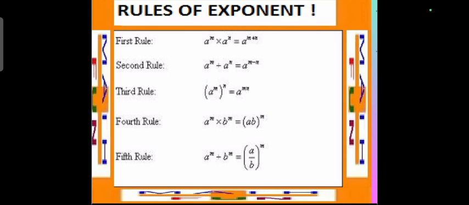So here there are certain rules when the bases are the same. A raised to the power m into a raised to the power n: if the bases are the same, then when we multiply, it becomes a raised to the power m plus n. If a raised to the power m is divided by a raised to the power n, it becomes a raised to the power m minus n. A to the power m, to the whole power n, becomes a to the power m into n. A to the m into b to the m becomes ab whole to the power m, and so on.